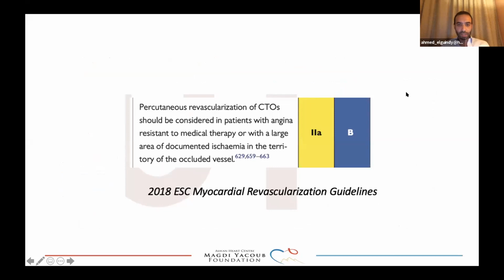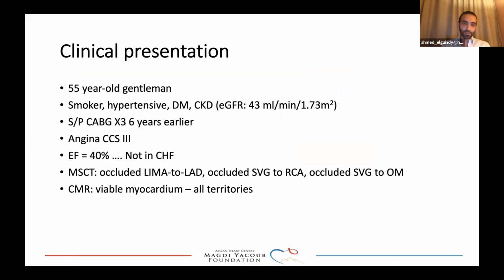However, this is the guideline indication. We have a class 2A recommendation for CTO PCI in patients with angina that is resistant to medical therapy, or with evidence of a large area of documented ischemia in the territory of the occluded vessels. Now, obviously, we don't know what will happen to this recommendation in light of the ISCHEMIA trial, but we'll just have to wait and see, acknowledging the very specific cohort of patients ISCHEMIA was looking at.